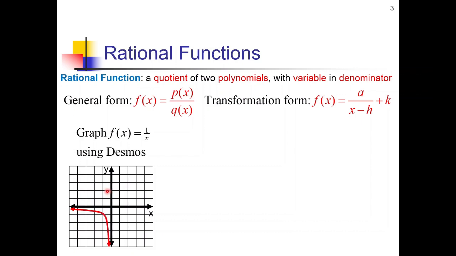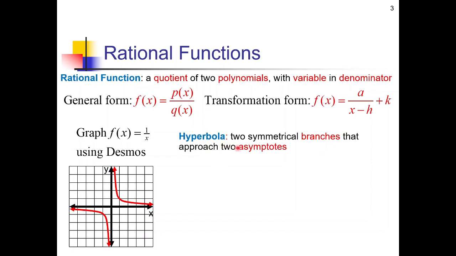So here's a basic sense of what this looks like. We've got two different branches, and this is actually called a hyperbola. That's when you have two symmetrical branches, and you also have branches that are approaching two asymptotes. Now, you might wonder, where are the vertical and horizontal asymptotes? I don't see any dashed lines on here. Well, if the x and y axes are the asymptotes, then we're not going to draw them. But if you wanted to draw them, you could use a different color ink on top of the x and y axes.